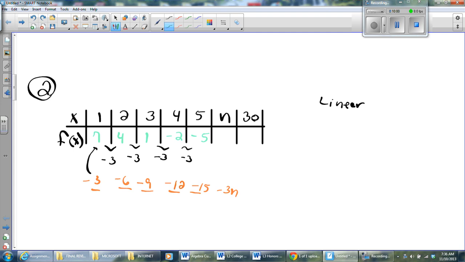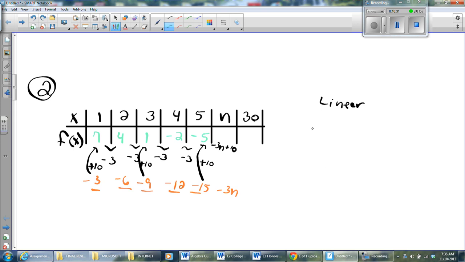Okay, how do I turn negative 3 into 7? Well, I think I might add 10. Let's see here. How about negative 15 to negative 5? Does that add 10? Yeah, it sure does. Negative 15 plus 10 is negative 5. Negative 9 plus 10 is 1, right? So that means my nth term is going to be negative 3n plus 10.